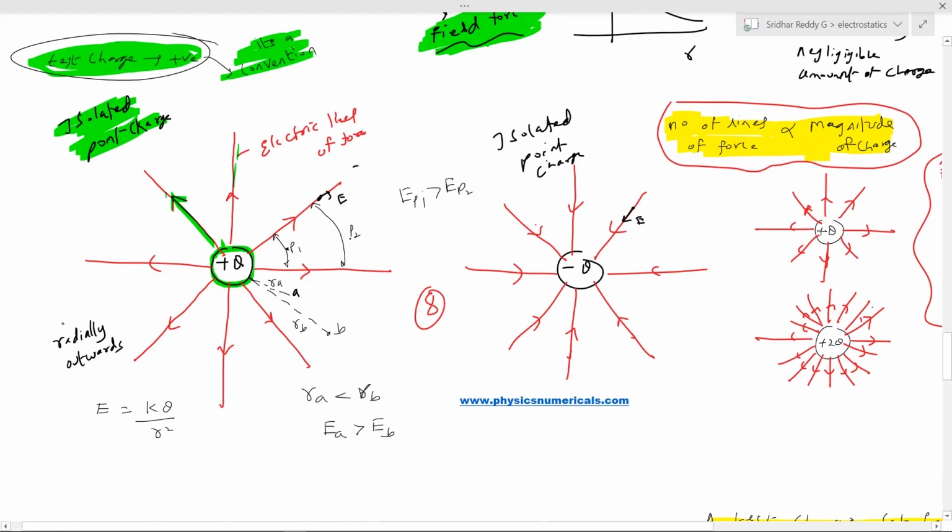Radially outwards, they'll be directed radially outward for an isolated positive point charge. Directed radially inwards for a negative isolated point charge. Fine. Okay, let's see the next condition.